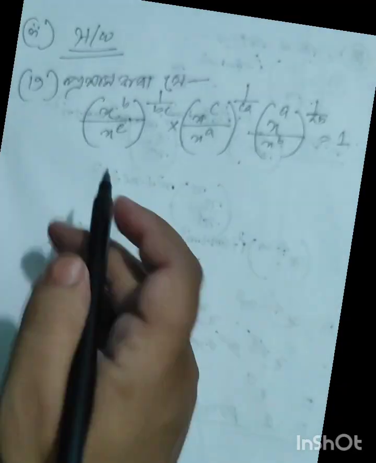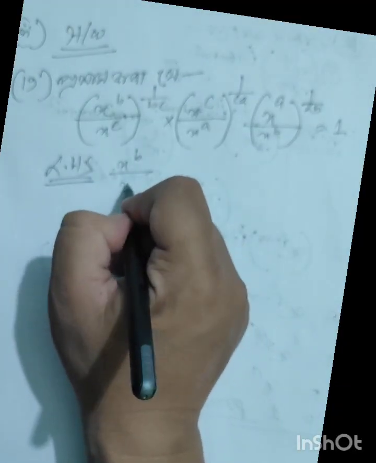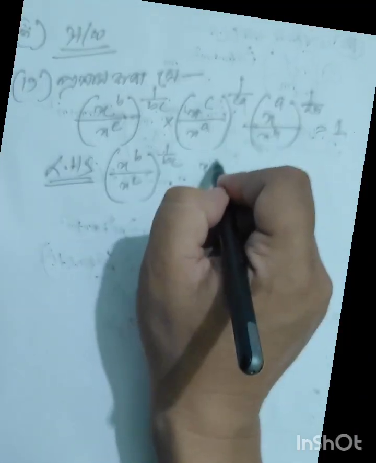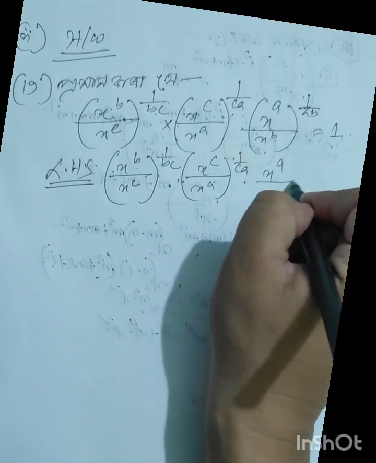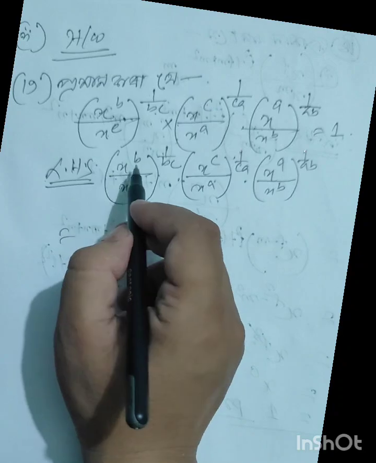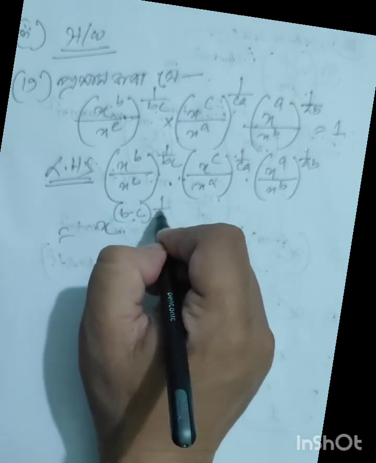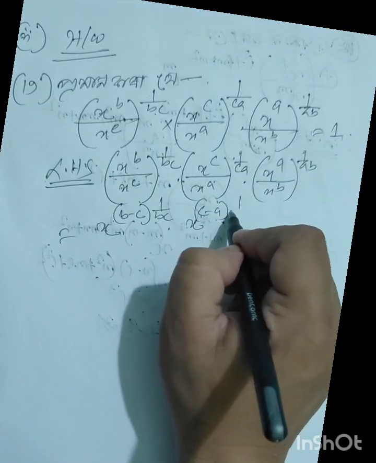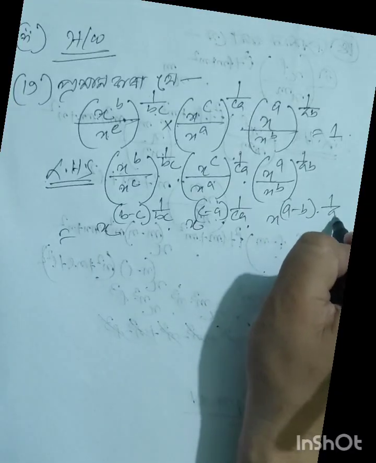ইয়াৰ পৰা আমি লিখিম LHS (x to the power b by x to the power c) whole to the power 1 by bc, next (x to the power c by x to the power a) whole to the power 1 by ca, (x to the power a by x to the power b) whole to the power 1 by ab. যেহেতু ভূমি সেম আছে আৰু হৰণ আছে, পাৱাৰগিলা মাইনাছ হ'ব, x to the power b minus c into 1 by bc, x to the power c minus a into 1 by ca, x to the power a minus b into 1 by ab.